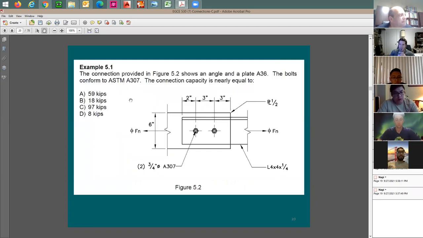First example, it says the connection provided in this figure, figure 5.2, shows an angle and a plate, A36. So here's the steel angle and here's the plate. There's only one plate and only one steel angle. So in a case like this, I'm gonna have only a single shear on both of these two bolts. It's not gonna be double shear. It's one plate and one angle.